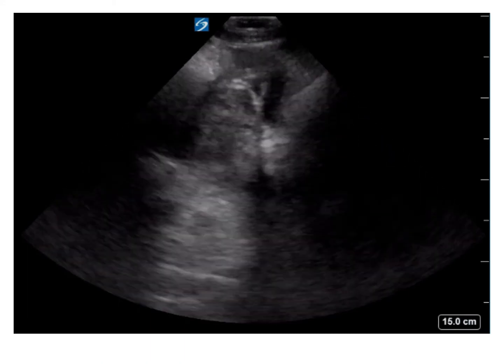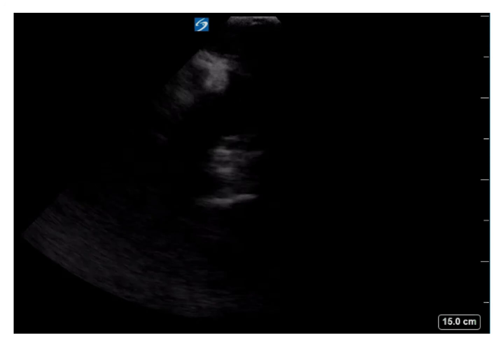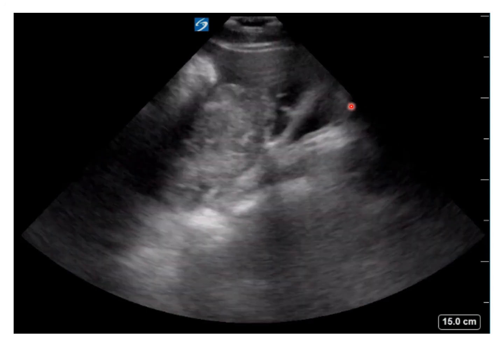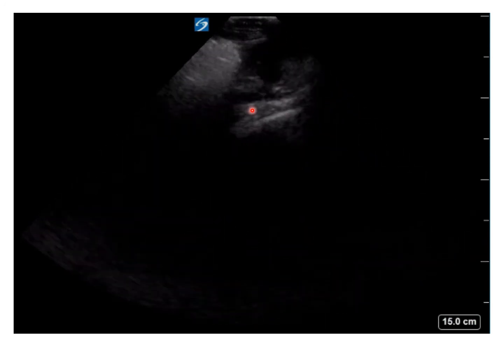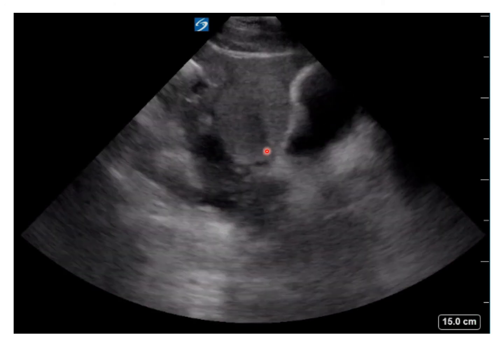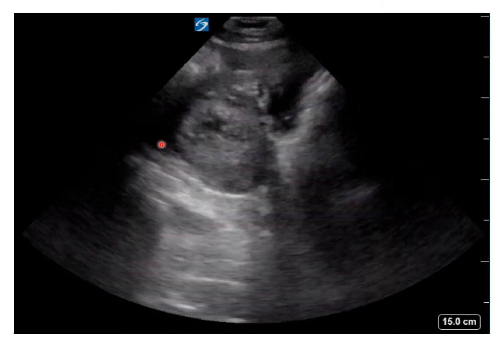Here's what that would look like with some free fluid. So same longitudinal view. Here's the bladder anteriorly, the uterus behind it, and free fluid all around the uterus here.